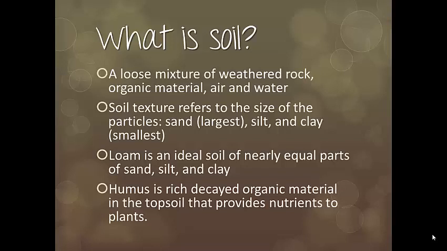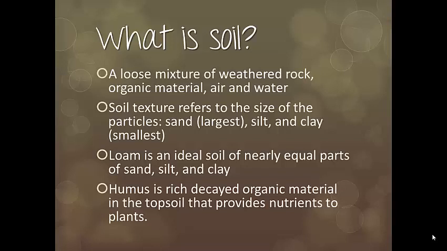And then the last big thing that we need to know about before we look at how soil forms is humus, not hummus. Hummus is something you eat, it has two M's, and it's made out of garbanzo beans. Humus, which is in the soil, is rich decayed organic material that's in the topsoil that provides nutrients to plants. The majority of humus is in the topsoil, although some humus can be found in the other layers as well. And we're going to find out in just a second what that topsoil is.